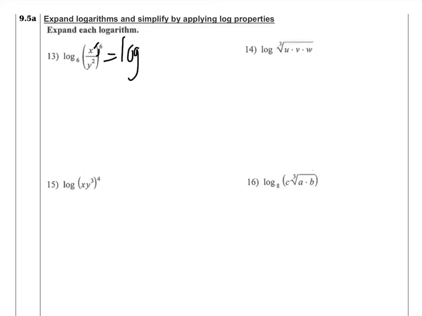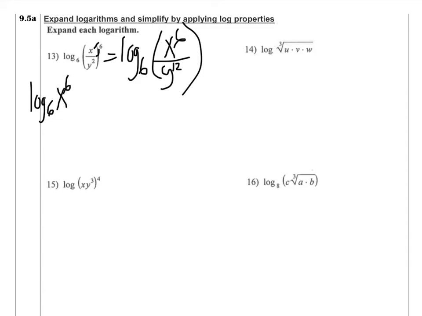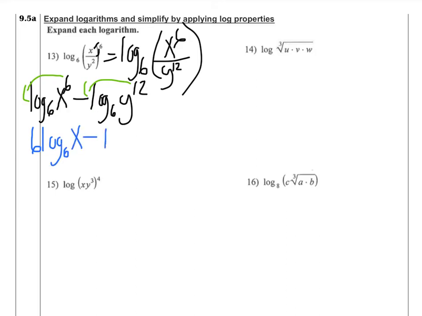So log base 6. This becomes x to the 6th over y, be careful, to the 12th. Now I can expand. Division becomes subtraction. So this is log base 6 of x to the 6th minus log base 6 of y to the 12th. Remember, we don't keep exponents there. We always bring those back down. So those exponents are going to come down into the front. So the final answer is 6 log base 6 of x minus 12 log base 6 of y, and this is considered fully expanded.